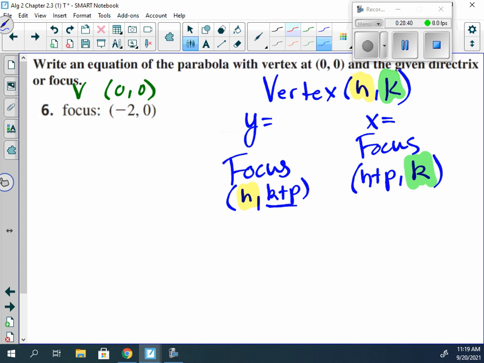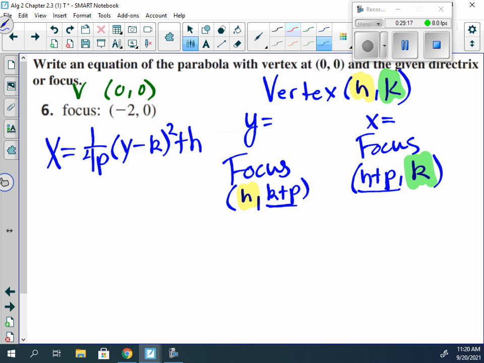The x, because the x value of the vertex is 0, and the x value of the focus is -2. It changed, yes? Which one does the x value change from the vertex to the focus, x equals or y equals? X equals, isn't it? Because it goes from h to h plus p. So that means the equation I'm using is x equals 1 over 4p times (y minus k) squared plus h.